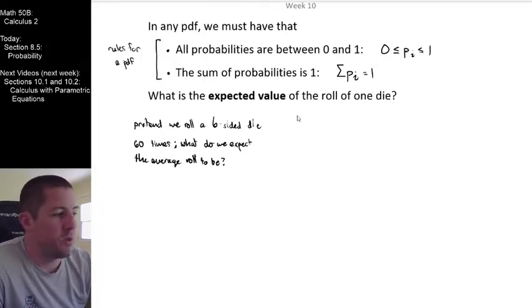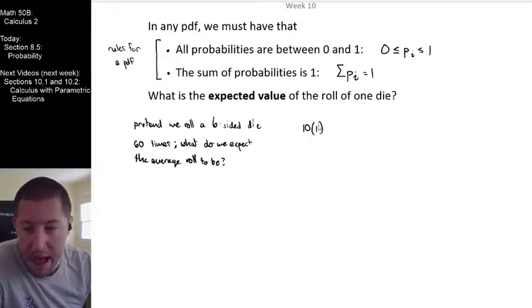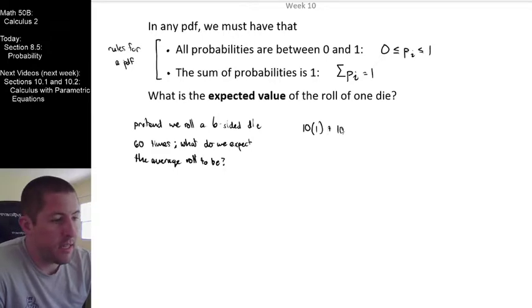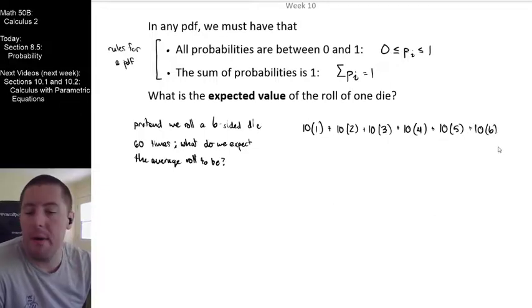So what I'm thinking this would look like is I would expect to get 10 rolls of a 1. Remember, we're looking for the average value. So 10 rolls times the value of 1, plus 10 rolls times the value of 2, plus 10 rolls with a value of 3, 10 rolls of a value of 4, 10 rolls of a value of 5, and 10 rolls of a value of 6. This is what I would expect to happen.